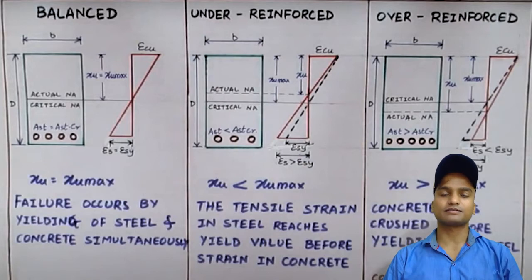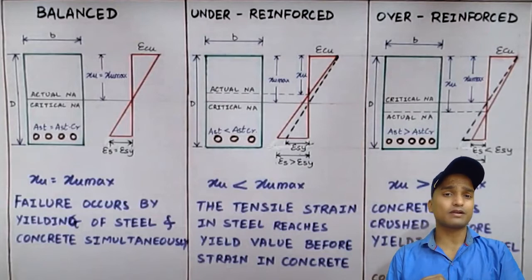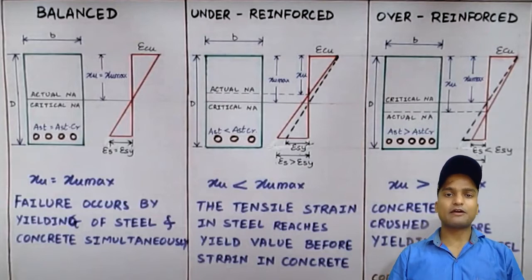the types of sections. So in the previous class I have discussed on XU, which is the actual depth of neutral axis, and XU limiting or XU max, which is the maximum or limiting depth of neutral axis. So let us have a fast recap of what we have discussed.